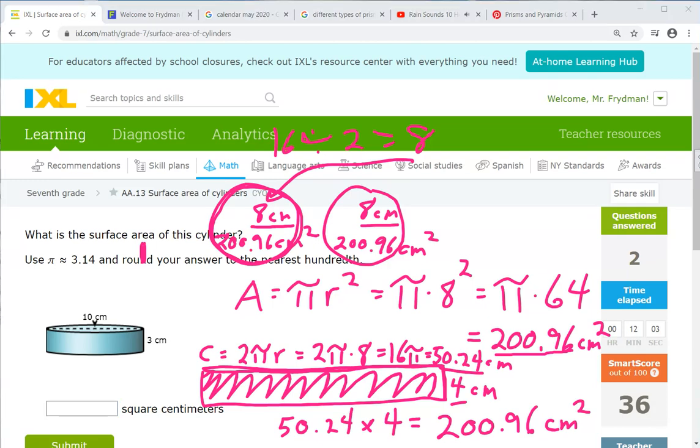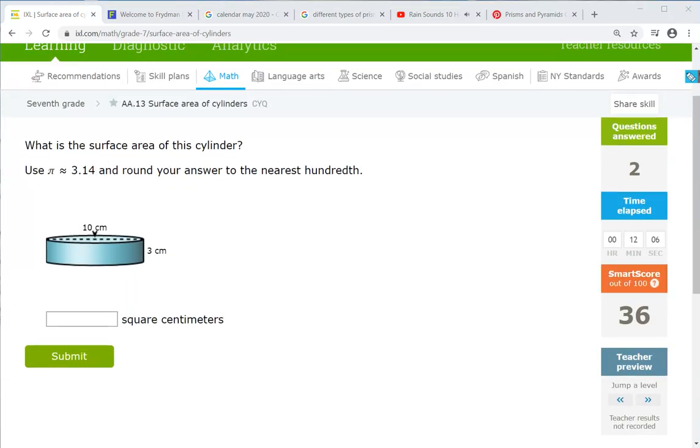Okay, so we have another one. Again, I'm just going to do it real quick here. We have pi times r squared, but the radius is going to be half of this. You see this dotted line is going all the way across, so that means that's the diameter. The radius should only be half. So if all the way across is 10, then half would be 5.